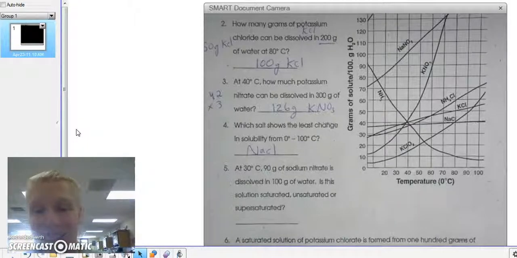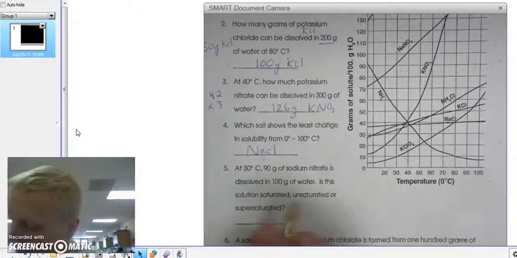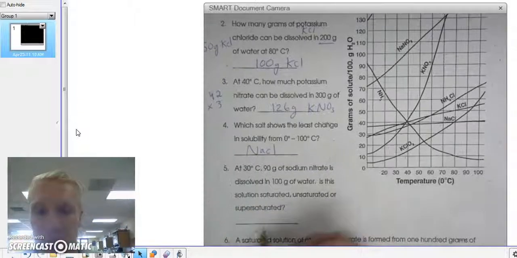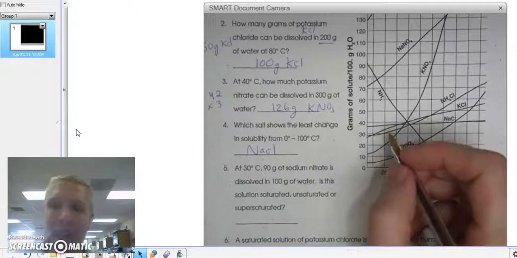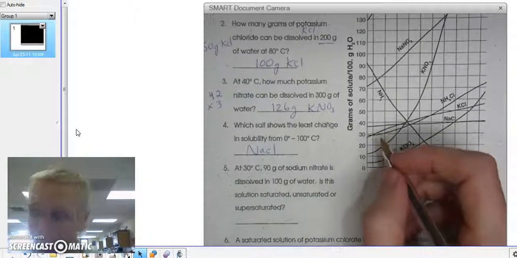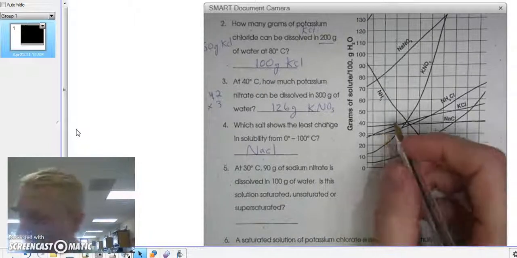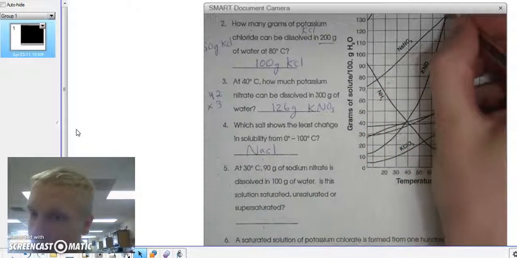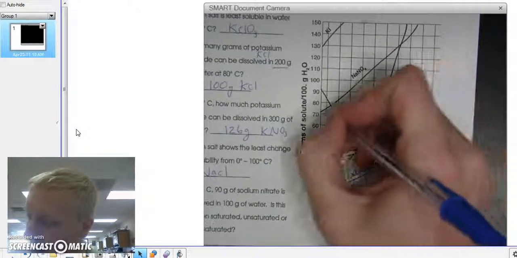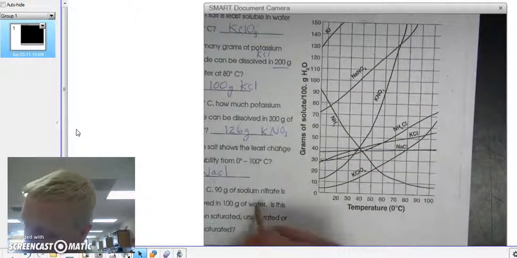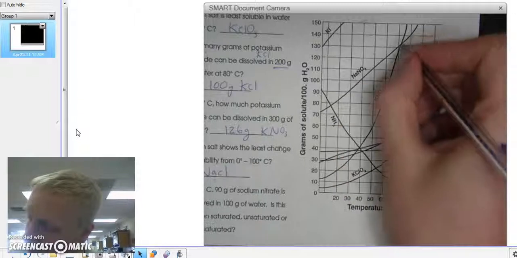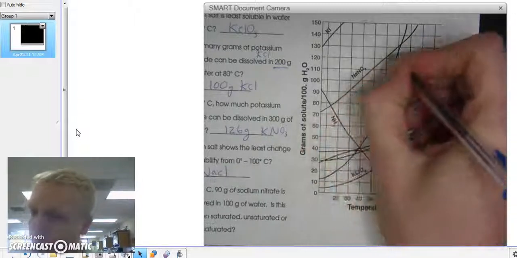Is this solution saturated, unsaturated, or supersaturated? It's important to know the difference between these three terms. First of all, saturated means that you have the max amount of solute that can possibly dissolve in this set amount of solvent. It's represented by being found on the solubility line, the solubility curve. If we're talking about, in this case, sodium nitrate, anywhere on this line would be considered saturated.